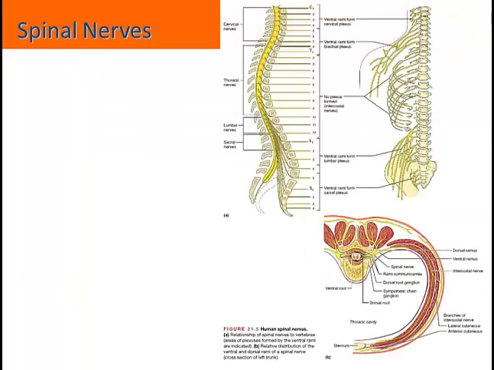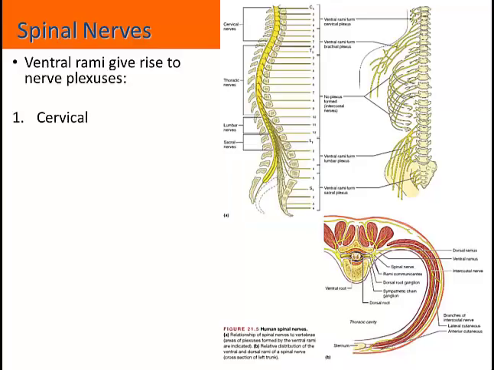This is a figure from your lab manual showing the spinal nerves. And you'll note that there are 31 spinal nerves, again, on each side of the body that exit the spinal cord. There are 8 cervical nerves, numbered C1 through C8. There are 12 thoracic spinal nerves, labeled T1 through T12, much like we've numbered the vertebrae. And there are 5 lumbar nerves and 4 sacral nerves, so L1 through L5 and S1 through S4.